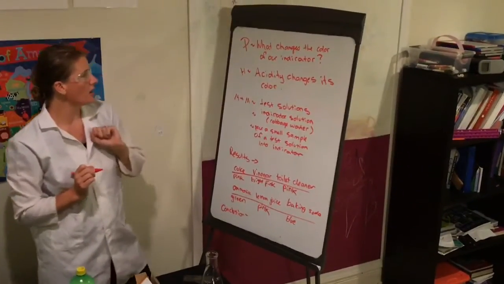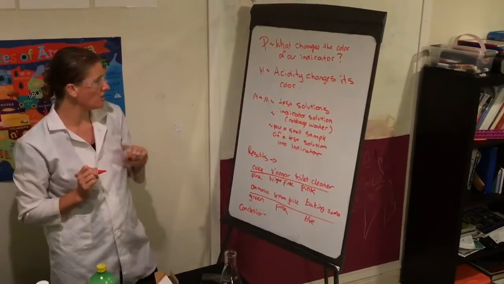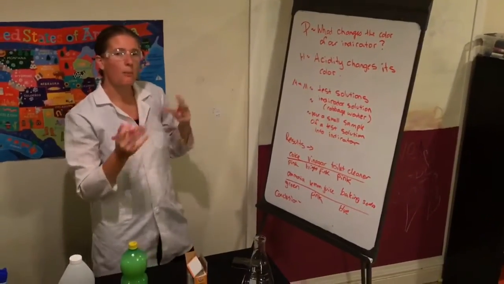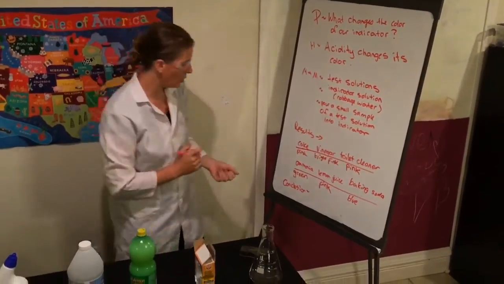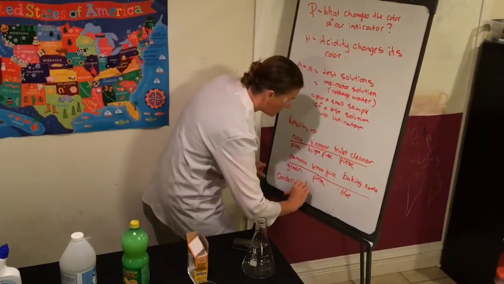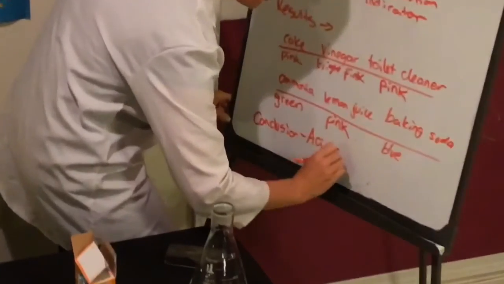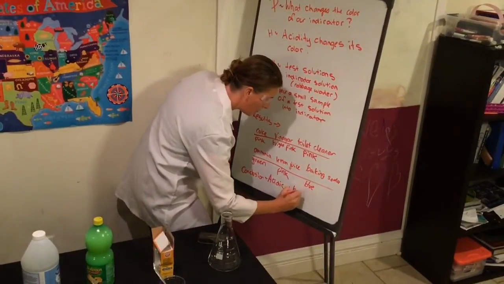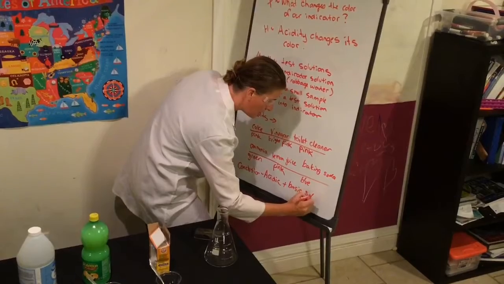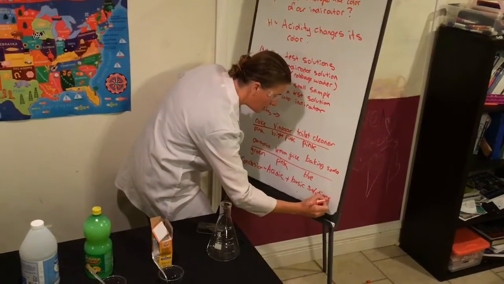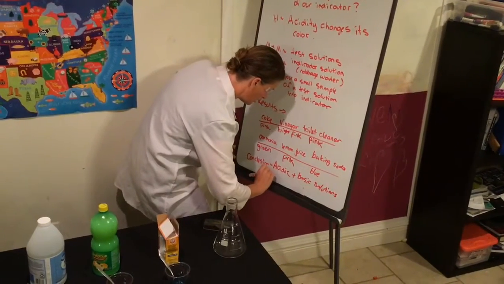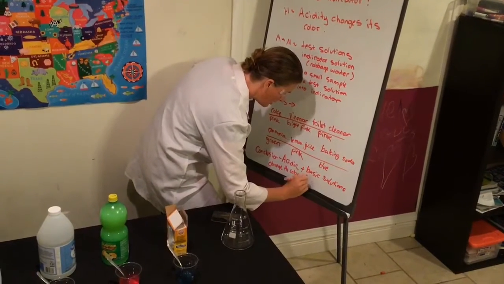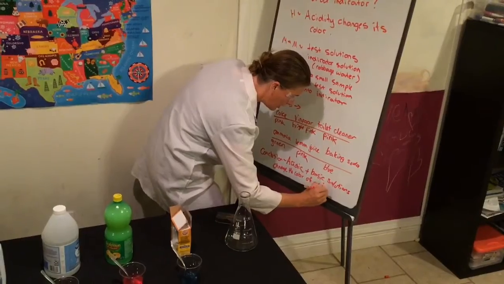Acidity changes its color. Well, it's not just acidity that changes its color. We need to answer the question, what changes the color of our indicator? Acidic and basic solutions change the color. So, I don't have a lot of room, but we would write a concluding sentence to say acidic and basic solutions change the color of our indicator.